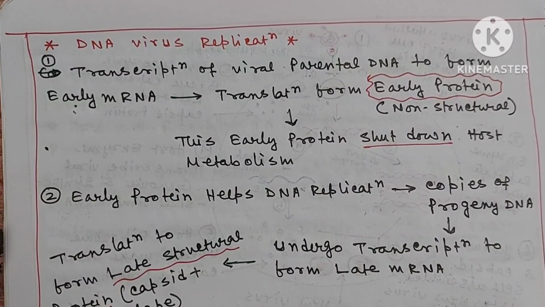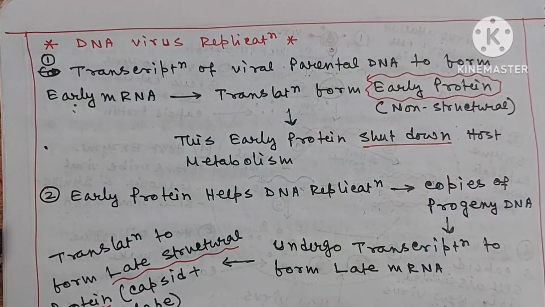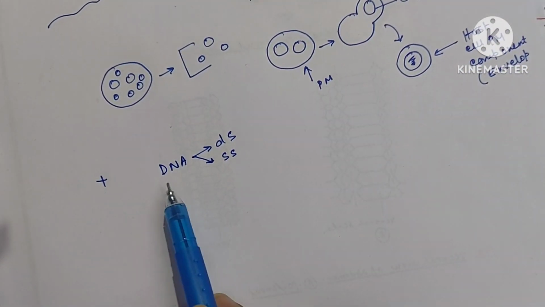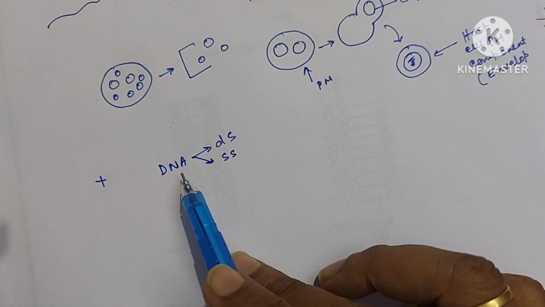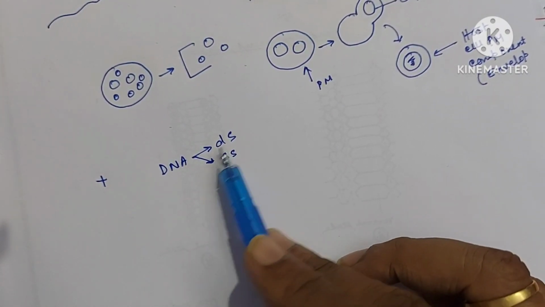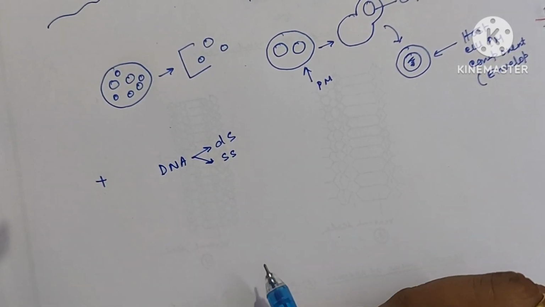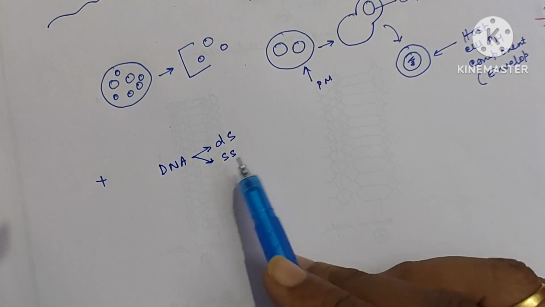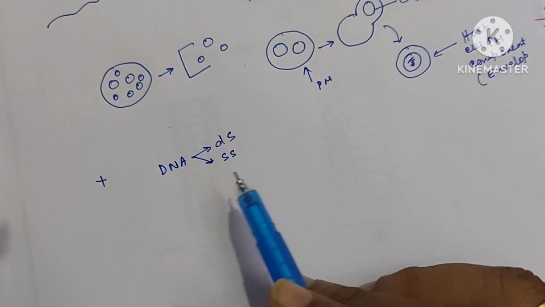In this video we will discuss the reproduction strategy, or the replication strategy, of different types of viruses. Different viruses contain different types of genetic material. The DNA-containing viruses may have double-stranded DNA or single-stranded DNA. How these two types of viruses replicate, we will discuss.